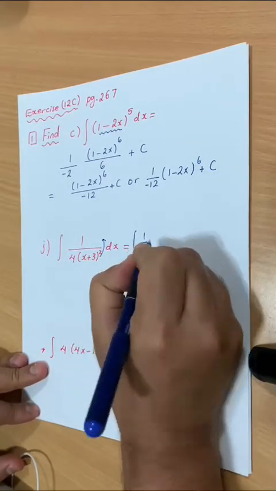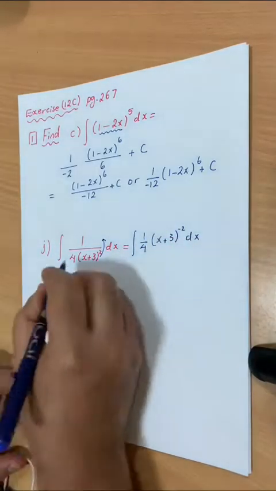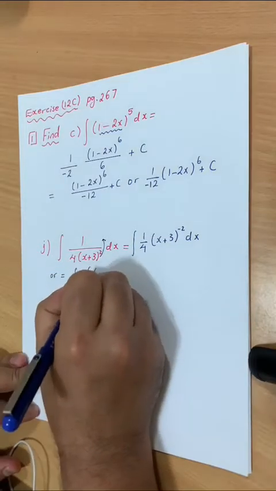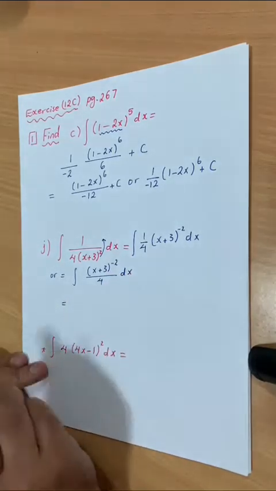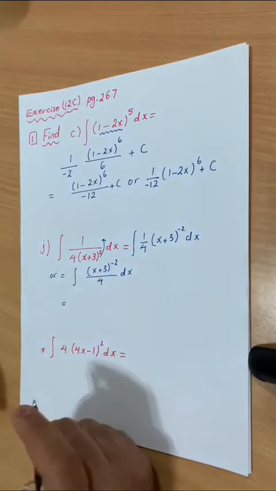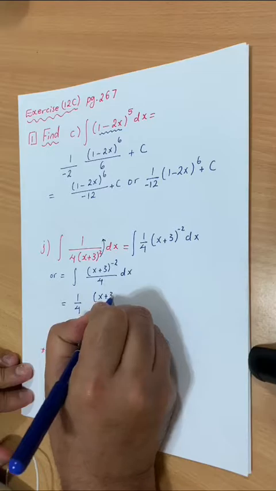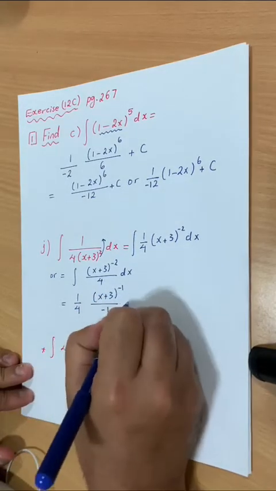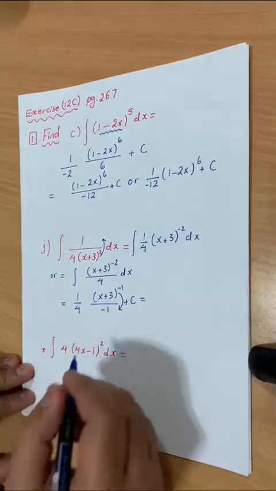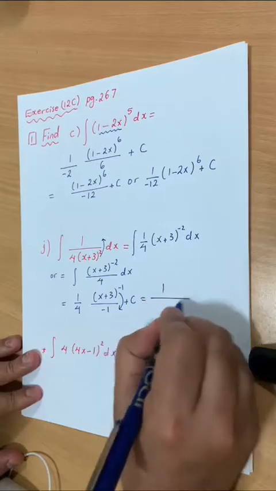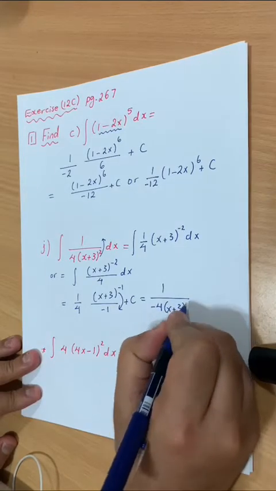Integration of a quarter of (x plus 3) power of negative 2 dx, or integration of (x plus 3) power of negative 2 all over 4 dx. Yes, the derivative of the expression is 1, so dividing by 1 will give you the same thing. So just keep the quarter outside, and here you have to add the power by 1, and you divide it by the new power. So the answer in the simplest form, just move that to the denominator because it has a negative power. So 1 over negative 4, because 4 times negative 1 is negative 4, (x plus 3) power of 1, plus c.